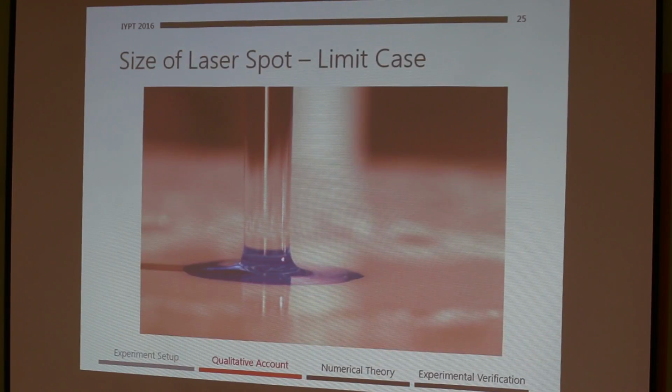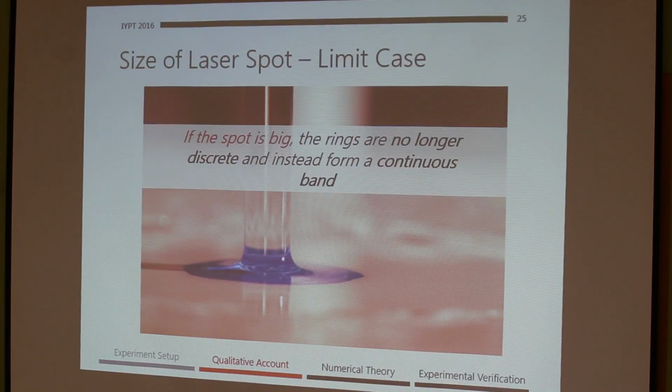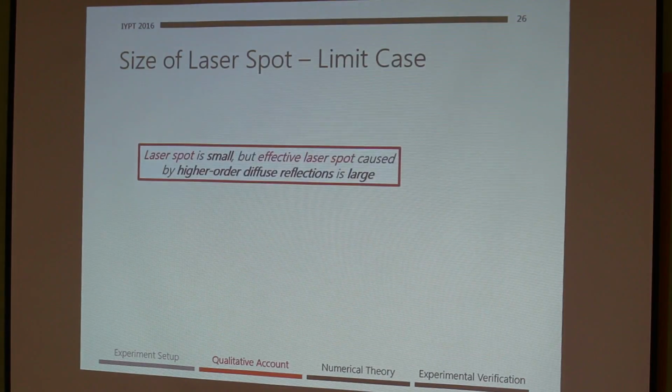So we can extend this investigation and observe the other case where the laser spot is very big. And we see that the rings are no longer discrete and instead form a continuous band of light. And we know that this is also corroborated by our preliminary simulation earlier on. So we can use these results to draw some interesting conclusions about the light rings.